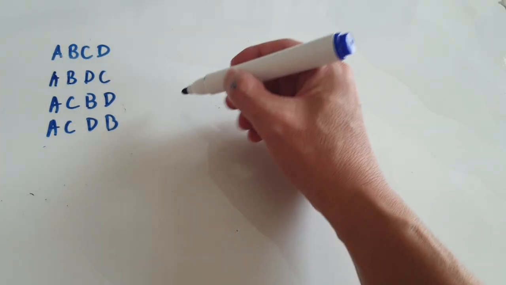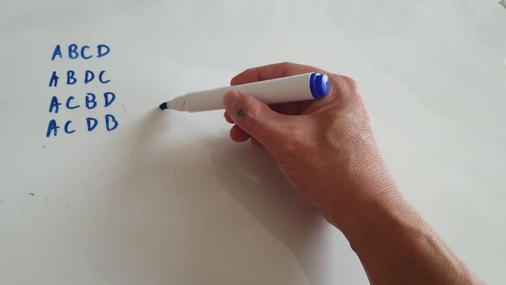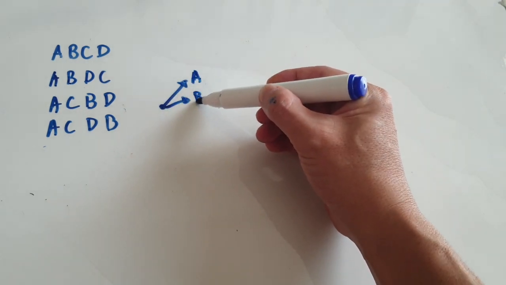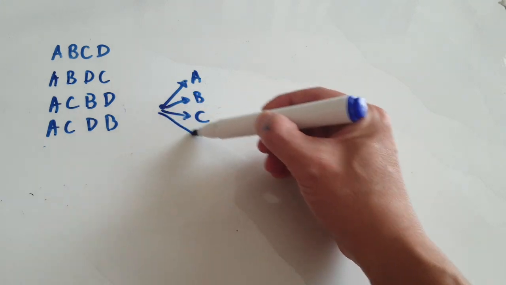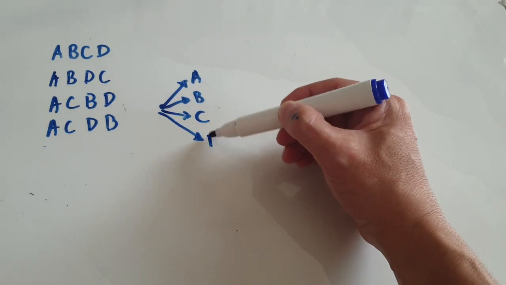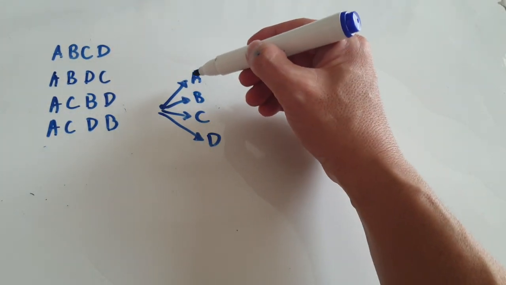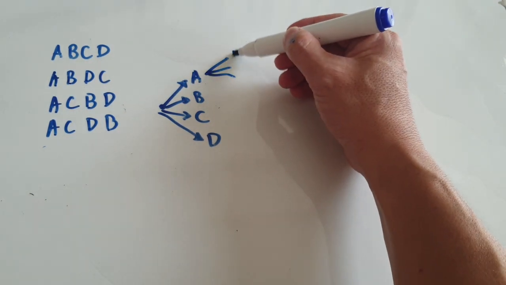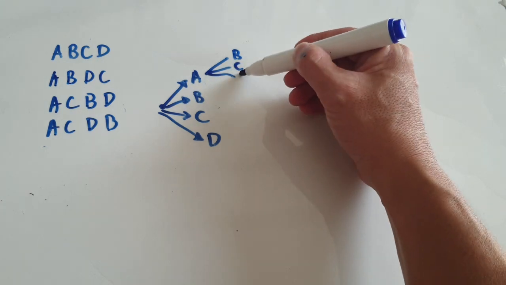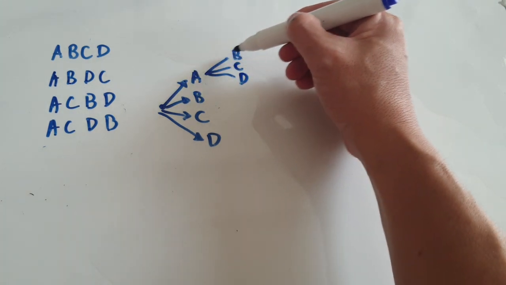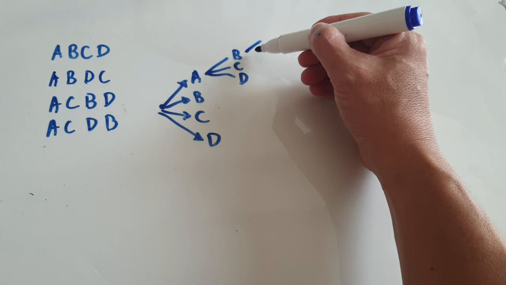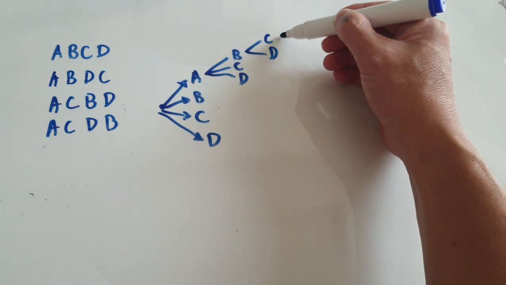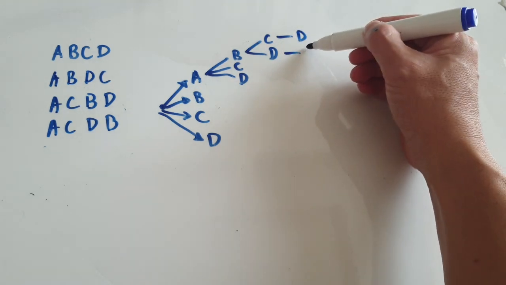So you've got 4 letters, so you start here. On the first one, you can have A, B, C, D. You see, this is a systematic way of doing it. And then if the first one's A, you can have 3 branches. You can have B, C, D. And then suppose you have B already, then you can have another 2 branches, C, D. And then here you can have D, and here you can have C.